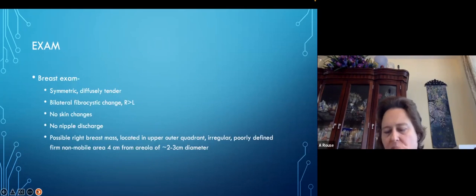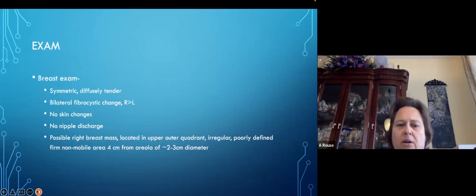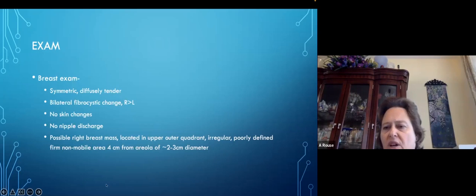Symmetric, diffusely tender, which goes along with pregnancy. She has bilateral fibrocystic changes that you can palpate on exam, and that's something you expected based on her history. You don't see any skin changes. She doesn't have any nipple discharge, but you feel an area on the right breast in the upper outer quadrant. It's irregular, poorly defined, feels firm, and doesn't really move. It's about 4 centimeters from the areola, and about 2 to 3 centimeters in diameter. So it kind of gets your attention.